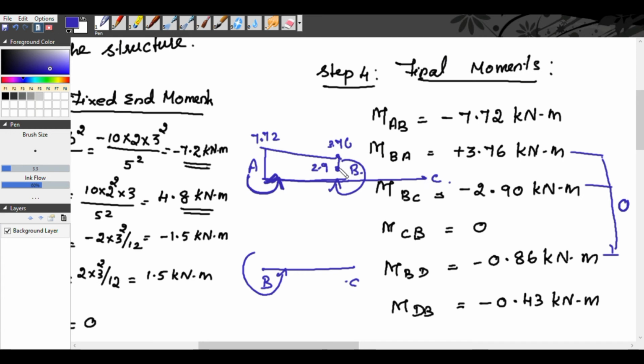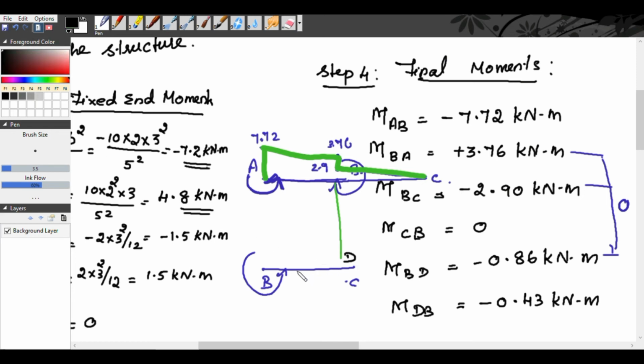For the span ABC, our final support moments will come like this: 7.72, 3.76, 2.9, and then 0 at C. Now there is one more, that is BD. So we will have BD here.